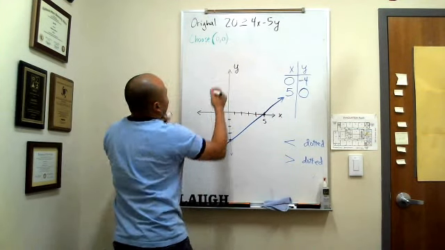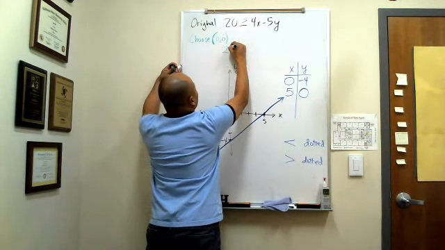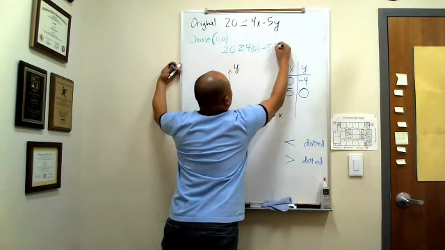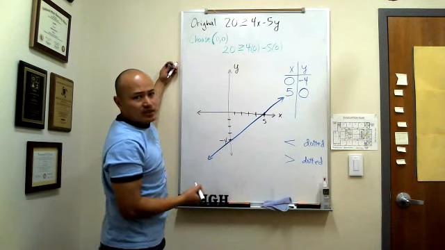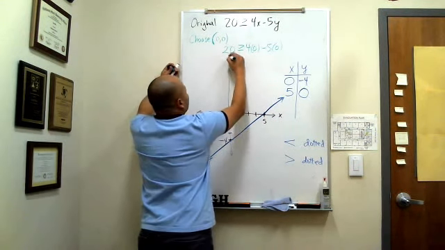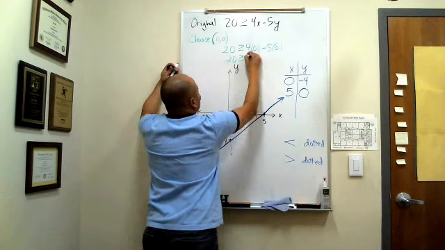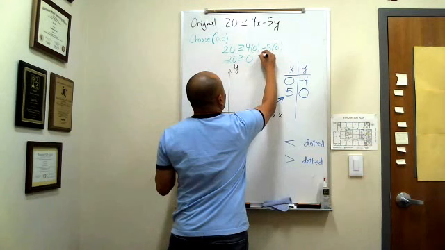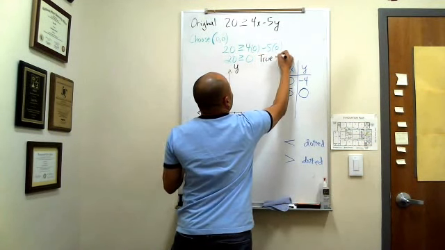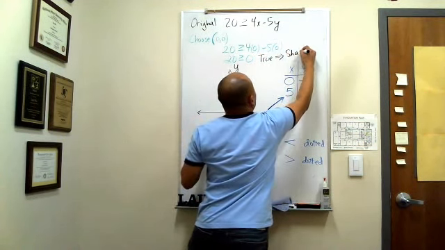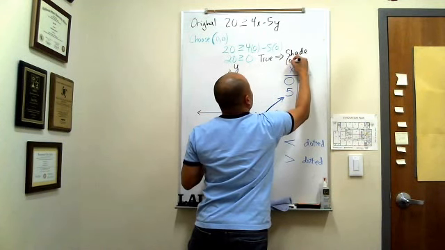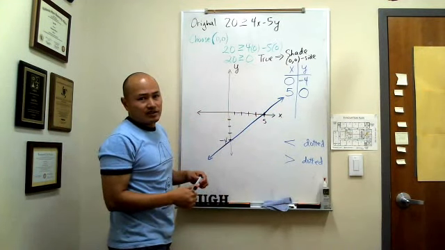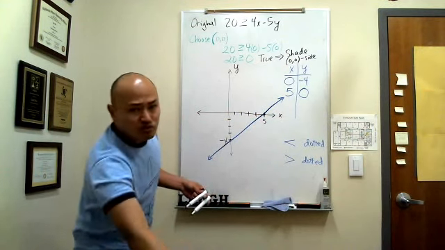And we're going to test it in the original inequality. 20 is greater than or equal to 4 times 0 minus 5 times 0. Is this a true statement? In other words, is 20 greater than or equal to 0? This turns out to be true. And so if it's true, we're going to shade the 0, 0 side. In this case, the 0, 0 side is often known as the true side.